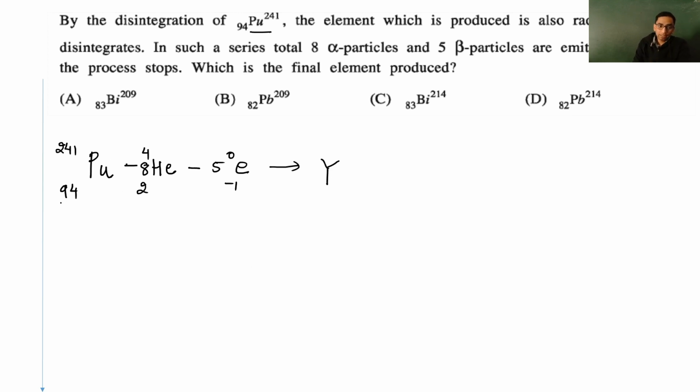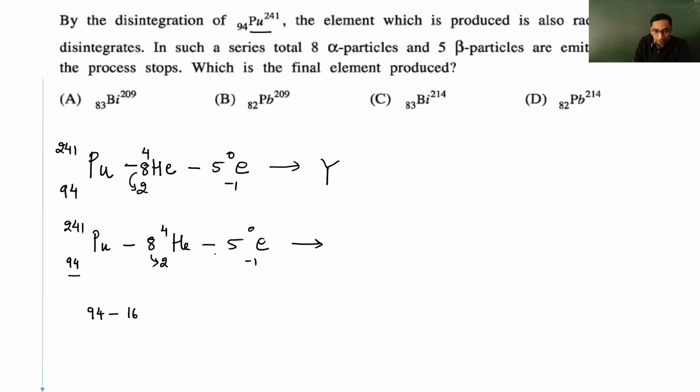So simply 94 minus, now you need to multiply these two, right? So I would like to write down this very clearly once again. 94 241 minus 8 of 2He4, like this, minus 5 electron minus 1 0. So now this is 94. So 94, again this is minus. Now this is 8 to 16 and minus plus, so plus 5.